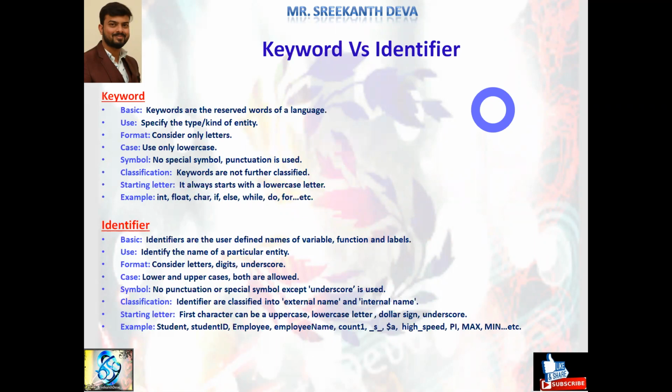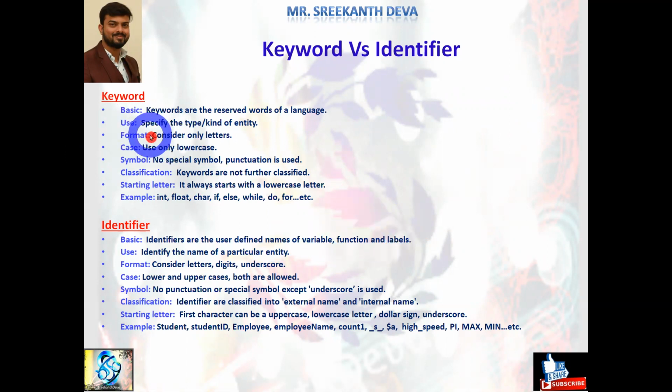What is a keyword? Keywords are reserved words. What are identifiers? Identifiers refer to the names of variables, functions, arrays, labels. Identifier names must be unique. See, the basics of keywords are the reserved words of a particular programming language. The basics of identifiers are the user defined names of variables, functions and labels.